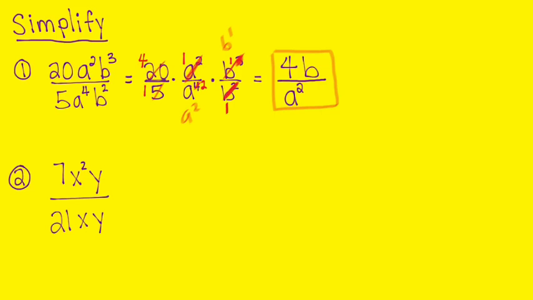So of course it's going to be looking at 7 over 21, that's just reducing that fraction to 1 over 3. And then x wins by 1. And the y's, y to the 1st divided by y to the 1st would be 1 minus 1, which is 0. And anything to the 0 power is 1. So we know it's just going to be x over 3.